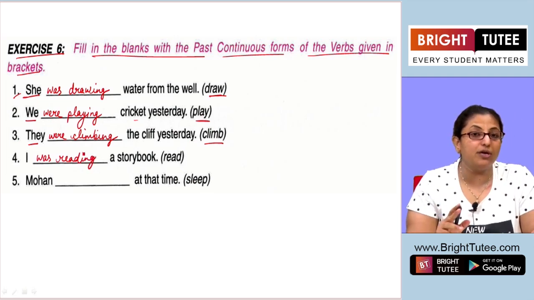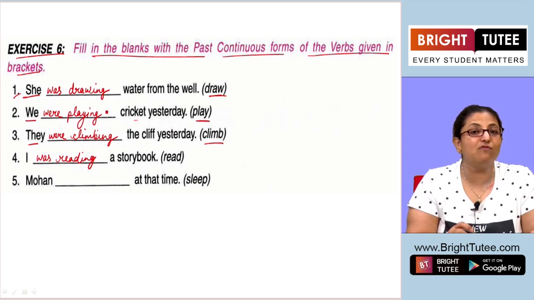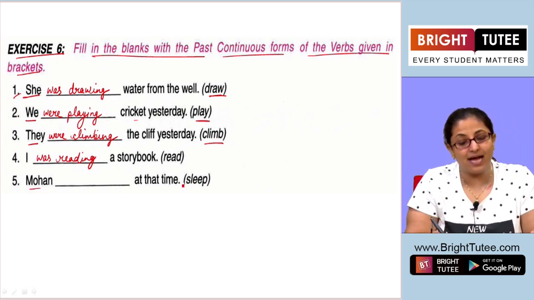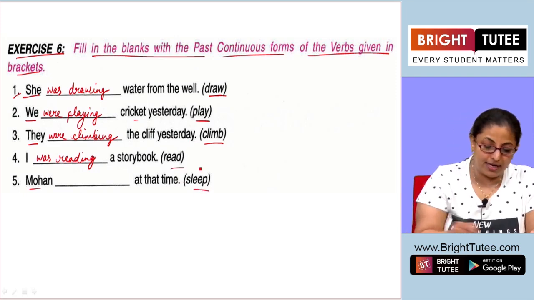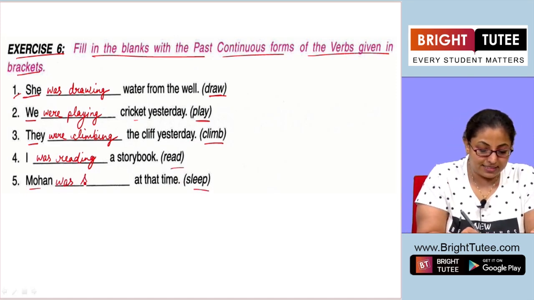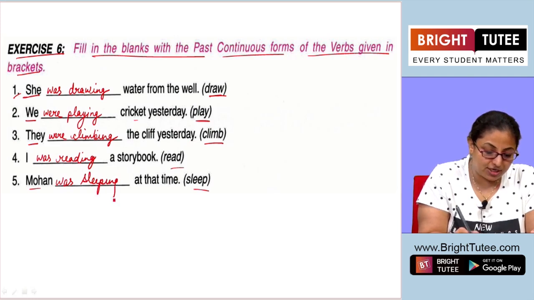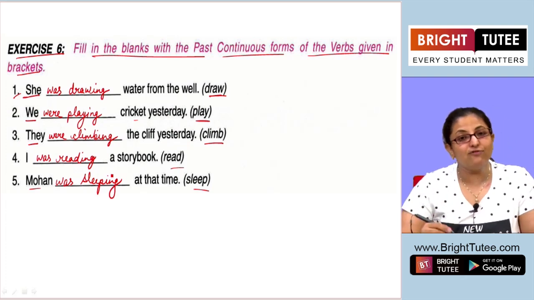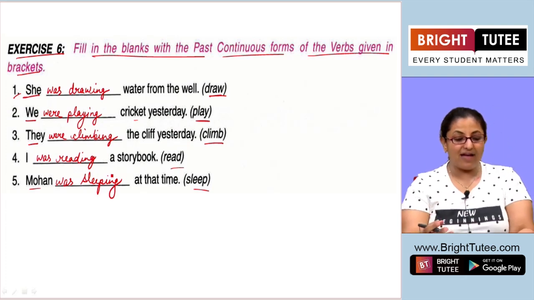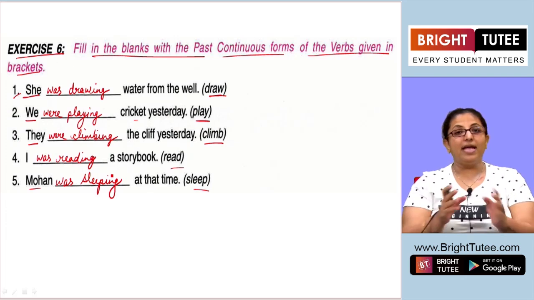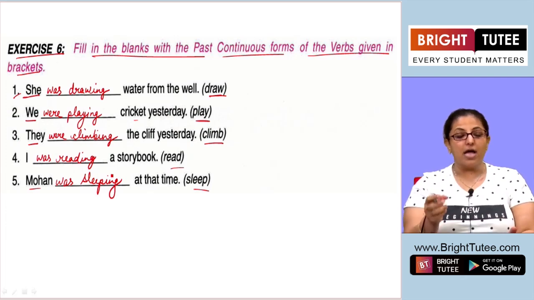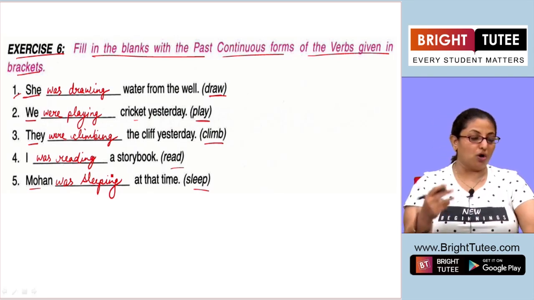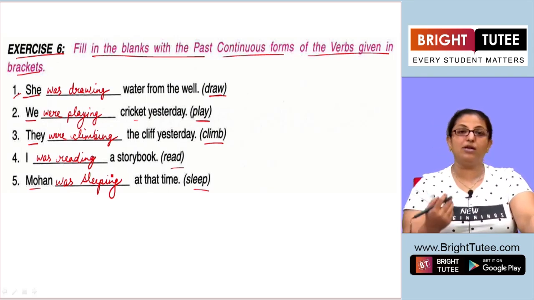All these are past continuous. Everywhere ing form is there, right? Mohan dash at that time. Sleep. Mohan was sleeping at that time. So do you understand? We have used ing form in all the verb forms, and we have added was or were before the verb form, depending upon the person or the singular or plural numbers, right?